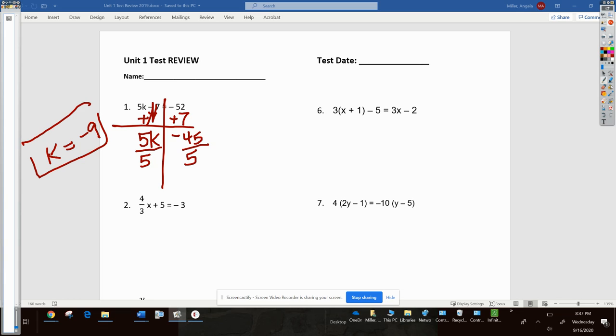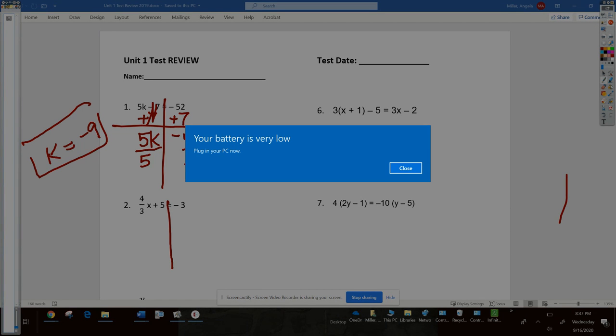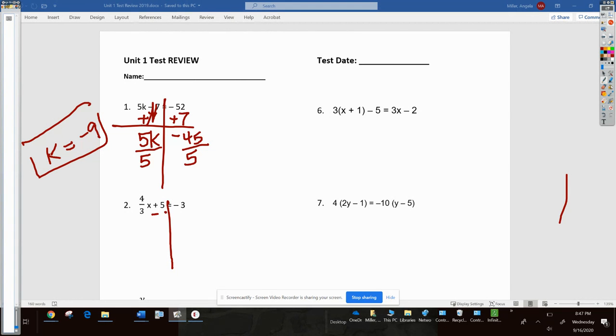All right, let's take a look at number 2. So for number 2, we want to do the same thing. We're going to have to get this 4/3 x by itself, and in order to do that, I'm going to have to subtract my 5 from both sides. So my 5s are going to go away, and that's going to give me a negative 8 here. I'm going to bring down my 4/3 x.